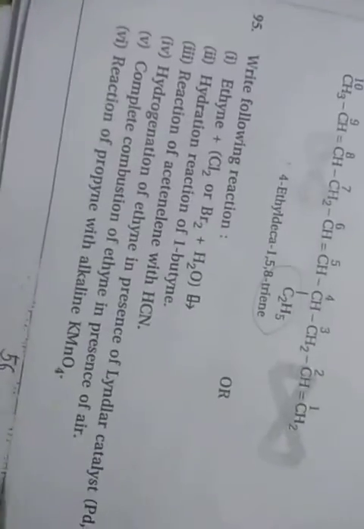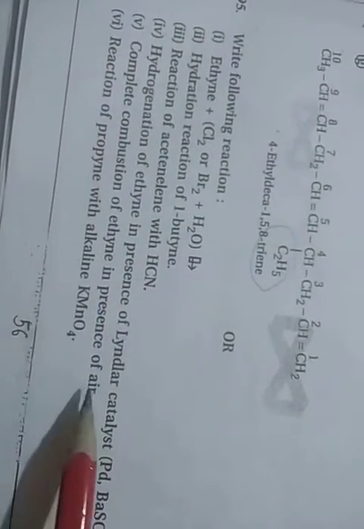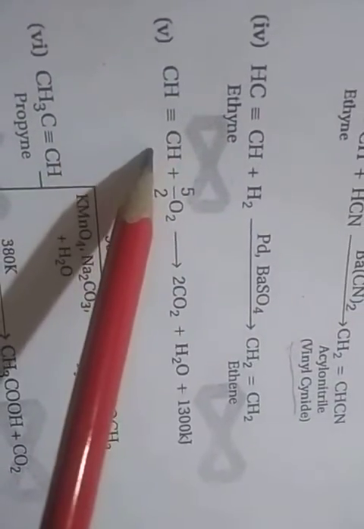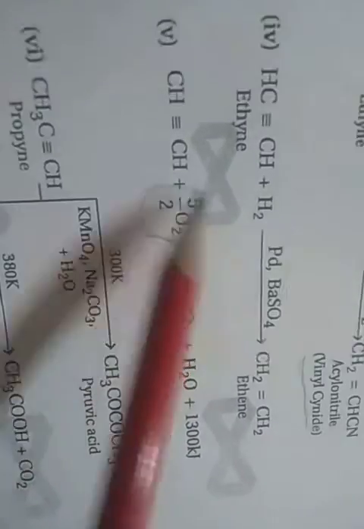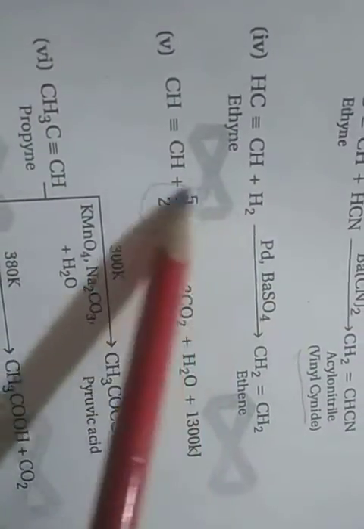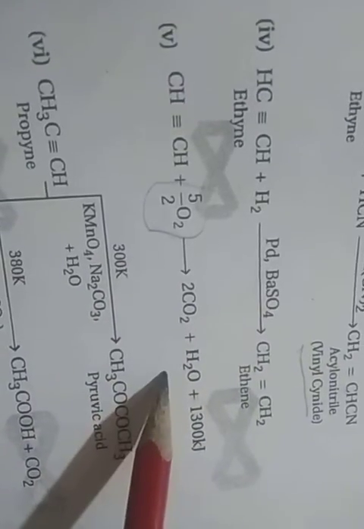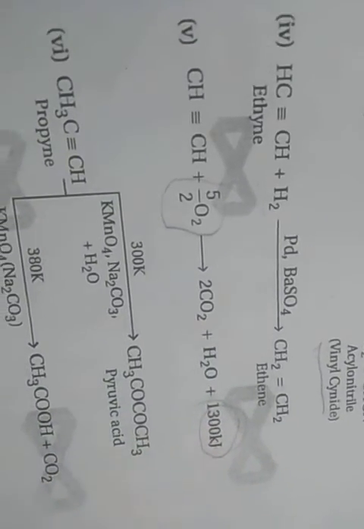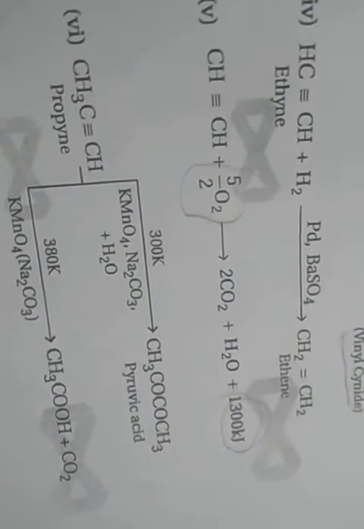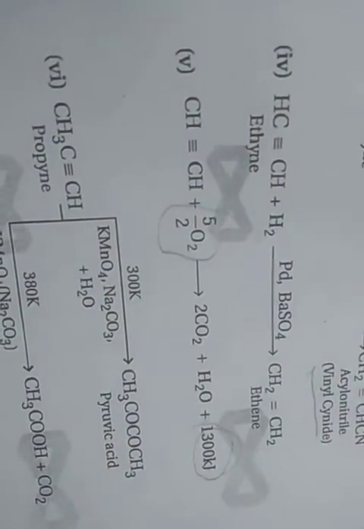Then next, fifth number, is complete combustion of ethyne in the presence of air. Ethyne is CH triple bond CH, and combustion in the presence of air means oxygen is required. So ethyne reacts with 5/2 O2 and converts into CO2 and water, and energy released is 1300 kilojoules. So this is the complete combustion of ethyne in the presence of air.